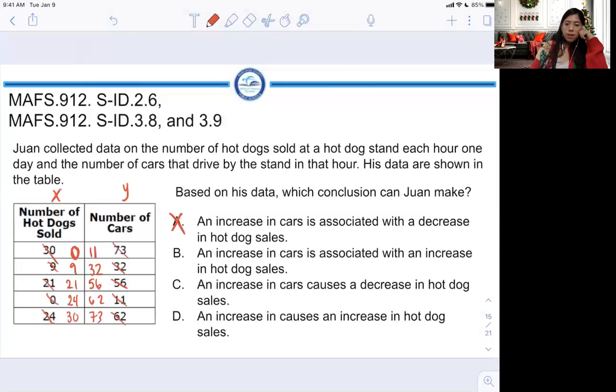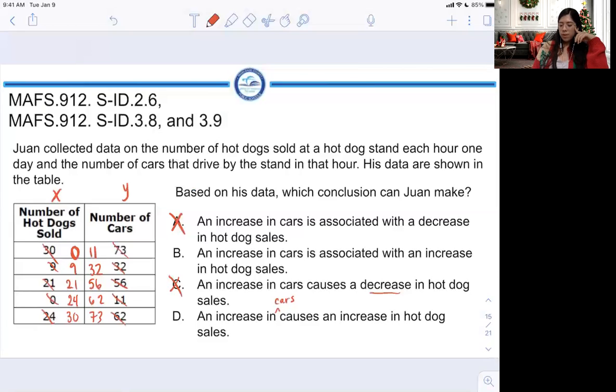An increase in cars causes a decrease. I already said decrease. That's no bueno. And then finally, an increase in cars causes an increase in hot dog sales. So B and D are kind of saying the same thing, but D is implying that the number of cars will cause the number of hot dogs to go up. Is that true or false?